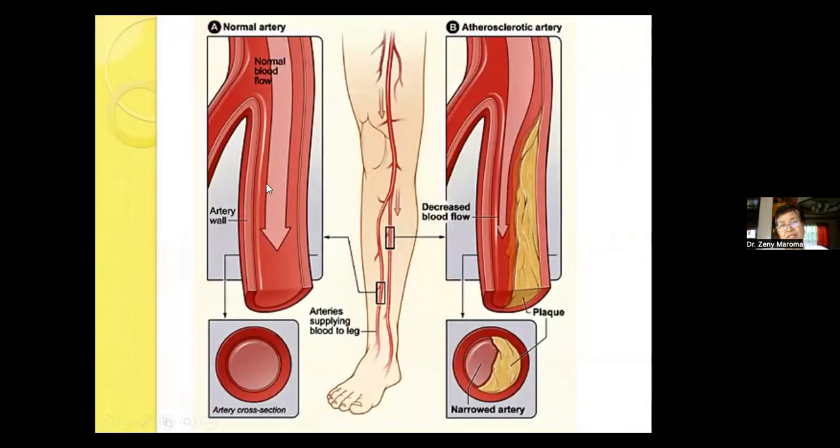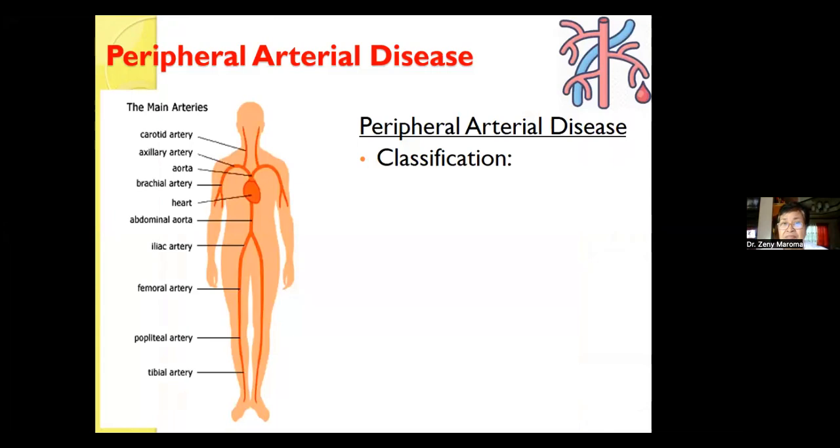And di ba, normal artery, ang ganda ng blood flow. Eh ito, may bara dyan, may bara dito. Ayan ang yellow plaque, plaque formation. The plaque, kaya narrowed yung blood vessel. Decreased delivery of nutrients. Kaya ano mangyayari dito? So, there will be change, dito na magkakaroon ng pallor, cyanosis, there's pain, there could be ulcer formation, so there could also be thickening of the toenails.